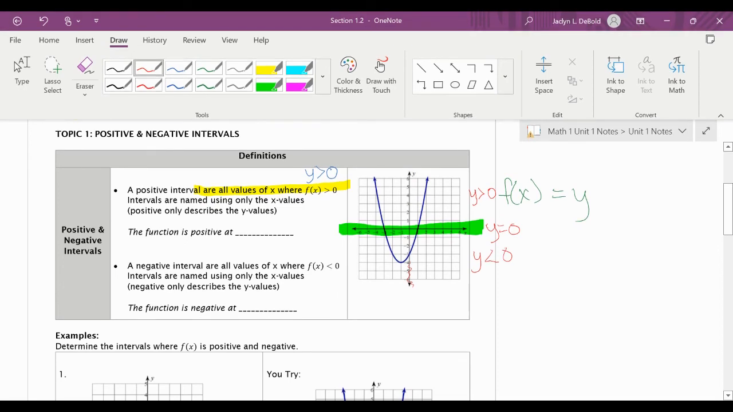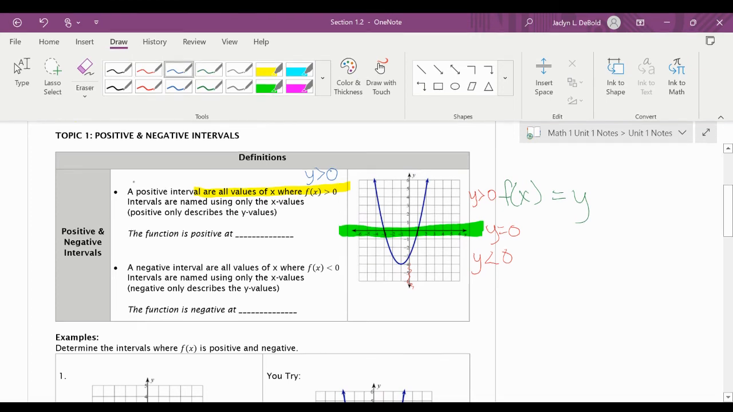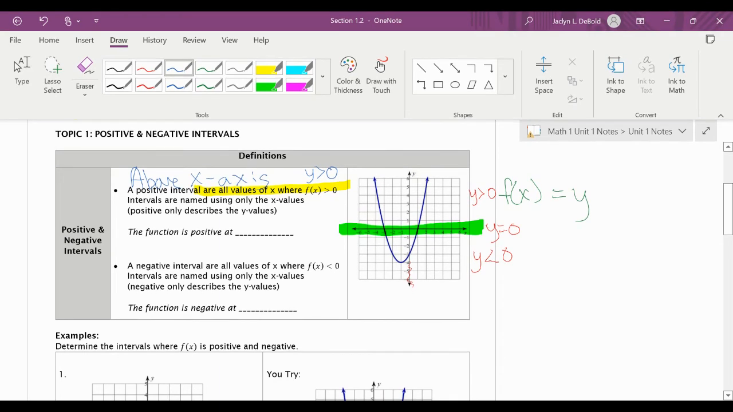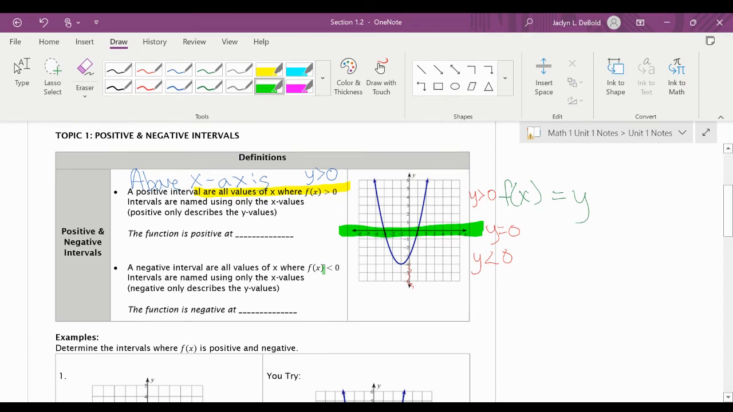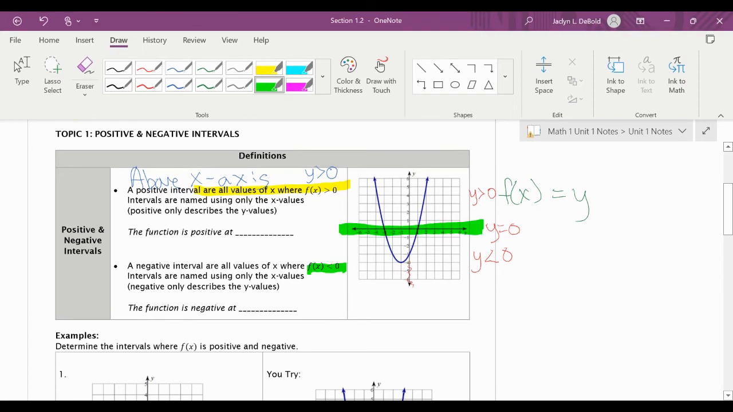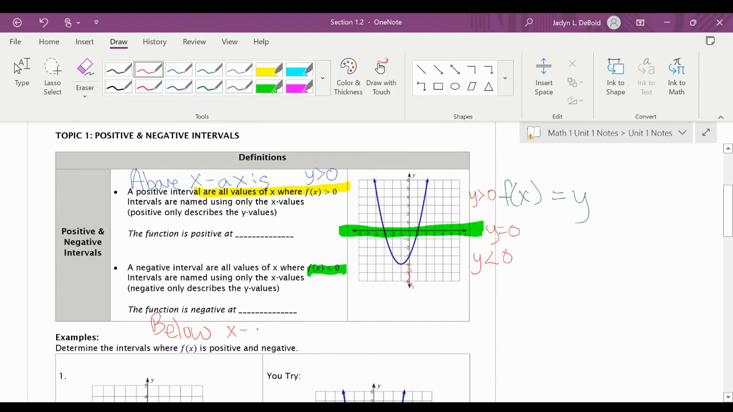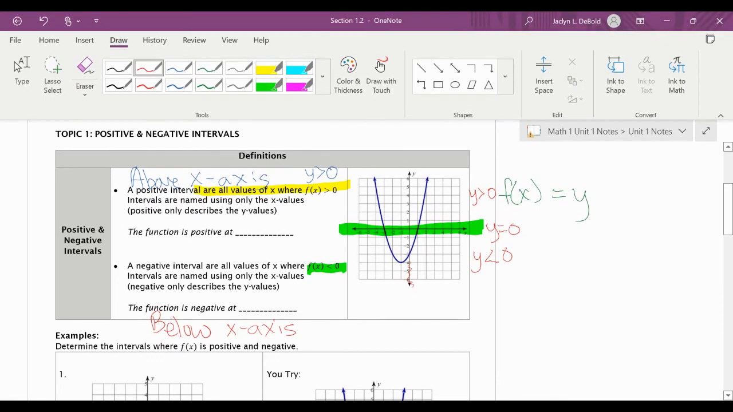So really what we're looking at, when we want a positive interval, is what parts of the graph are above the x-axis. That's really what that's saying, right? So when is the graph above that green line I drew, or above the x-axis? And a negative interval, same definition, but basically when it's less than 0. When is it below the x-axis? So when they're talking about positive and negative intervals, we're really just dividing the graph up, and we're looking at what parts of the graph are above the x-axis and what parts are below.